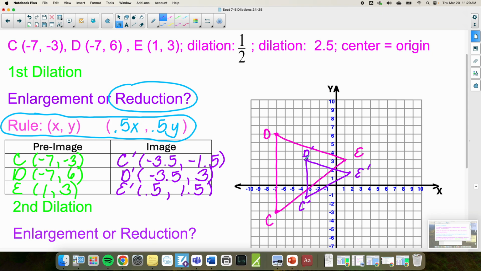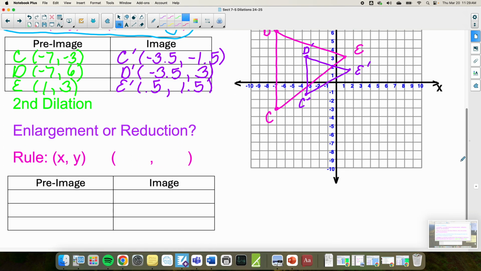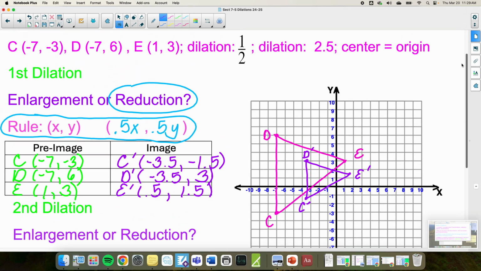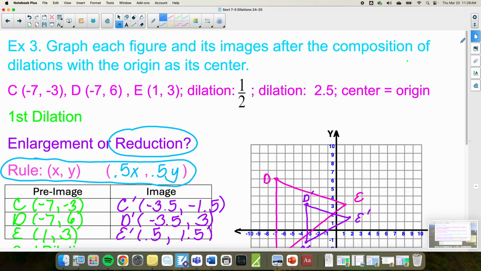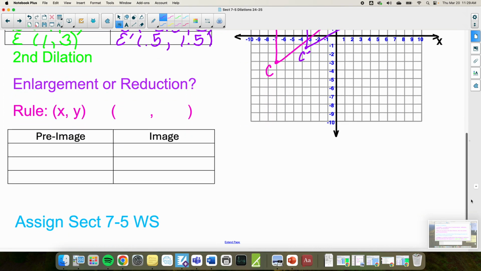Then my last figure that I'm gonna have to figure out is I have to do that second dilation. And by the way, the second dilation is with a scale factor or K of 2.5. So do you guys get 2.5 would be an enlargement? And then this would be 2.5x and 2.5y.